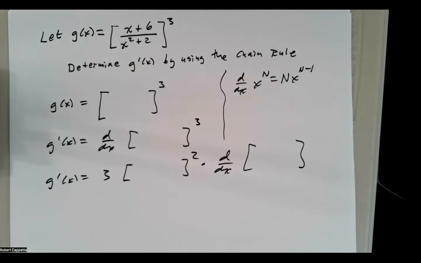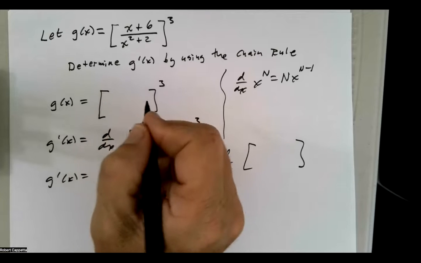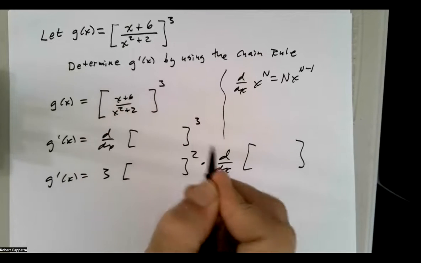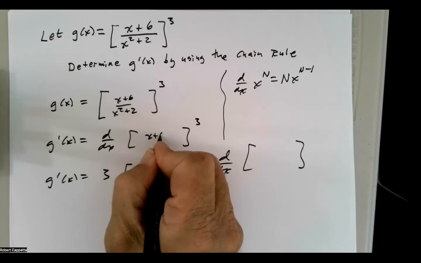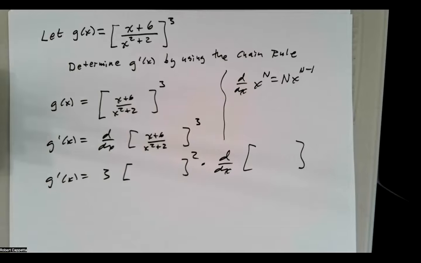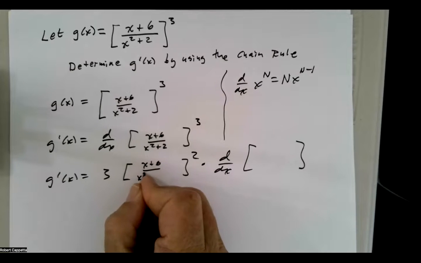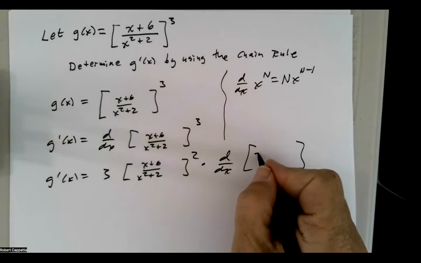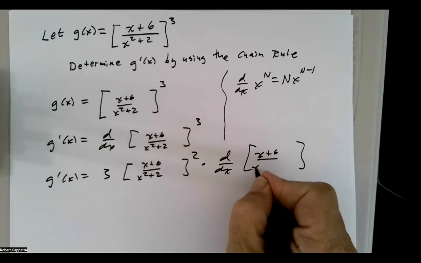Now, what is the something here? The something here is x plus 6 over x squared plus 2, right? That's what we want the derivative of. We want the derivative of (x plus 6 over x squared plus 2) to the third power. So that'll be 3 times (x plus 6 over x squared plus 2) to the second power times the derivative of x plus 6 over x squared plus 2.